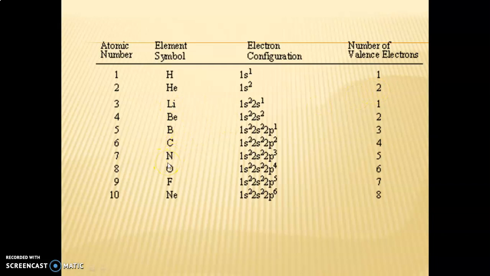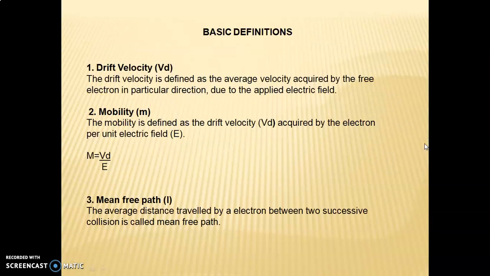In the case of nitrogen, the electronic configuration is 1s2, 2s2, 2p3. So the outer shell is the second shell, having 5 electrons. So the number of valence electrons for nitrogen is 5. Similarly, oxygen has 6 valence electrons, fluorine has 7, and neon has 8. So these are all valence electrons, or electrons in the outermost orbit of an atom.